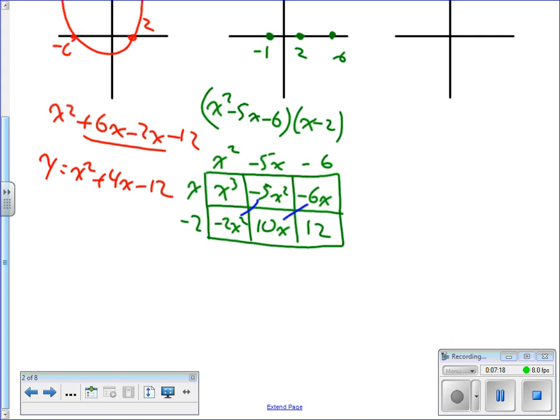So I have x cubed, so I get y equals x cubed. Negative 2x squared, negative 5x squared, minus 7x squared. Then on the diagonal here, I have 10x and negative 6x, gives me plus 4x, and then I have plus 12. If you do it like this, your diagonals are always like terms.